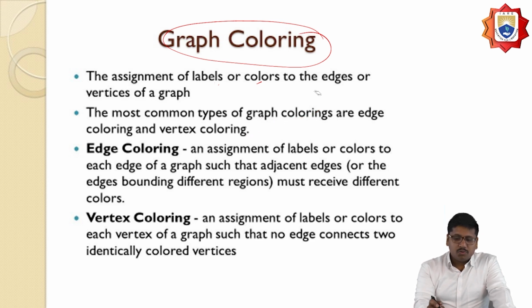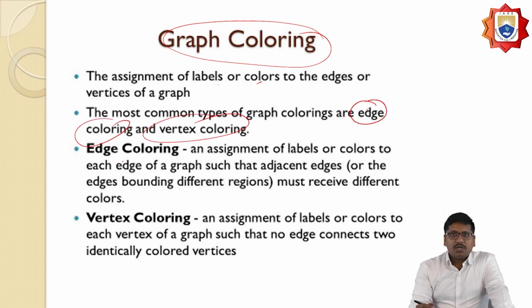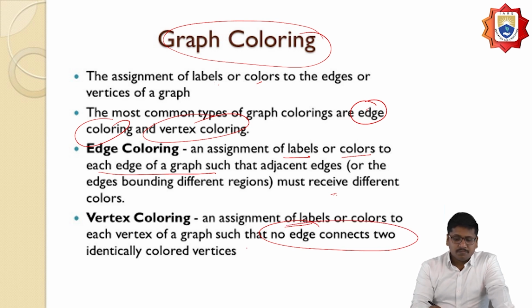Okay, so the most common types of graph coloring are edge coloring and vertex coloring. What is edge coloring? It is the assignment of labels or colors to each edge of the graph such that adjacent edges must have different colors. Vertex coloring means the assignment of labels or colors to each vertex of the graph such that no edge connects identically colored vertices.